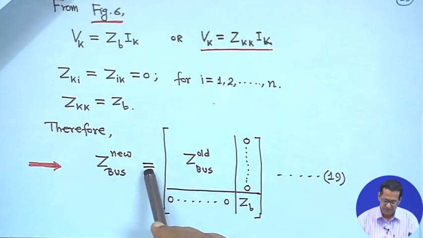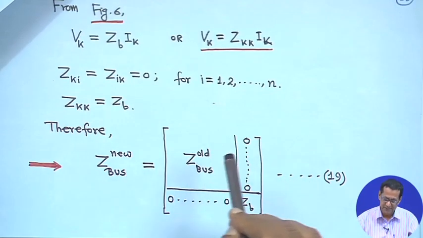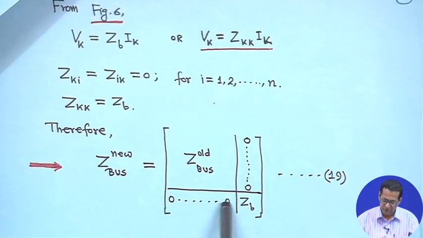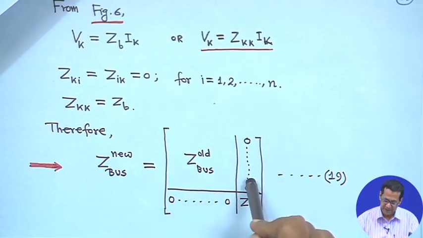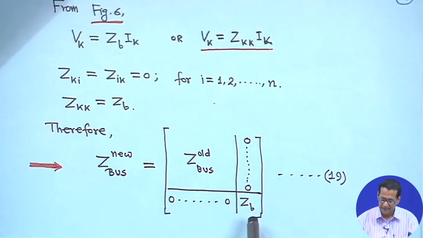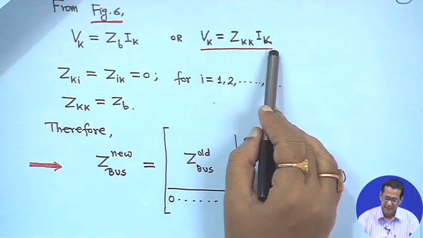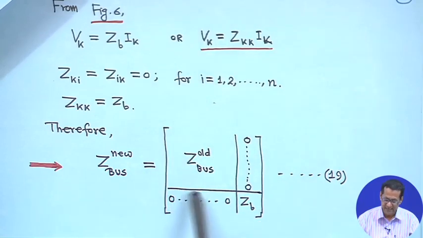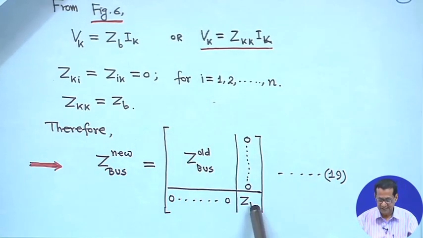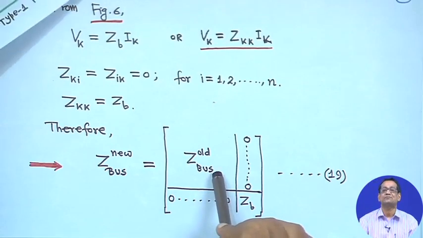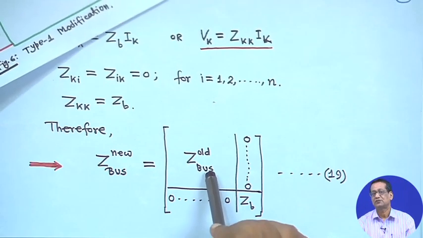So, Z bus new will be whatever Z bus old was there, but the dimension is increased by 1. All this row up to this is 0, up to this is 0, only the diagonal will be ZB, that is your ZKK. That means Vk is equal to ZKK Ik. So, the kth bus is added, and that is why the dimension is increased by 1, and this Z bus old was available to you for the system. How we are doing it, later we will know.